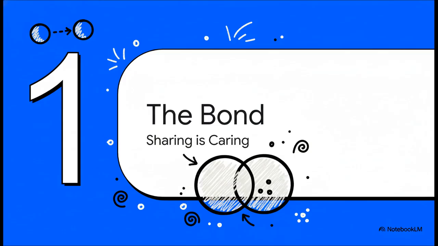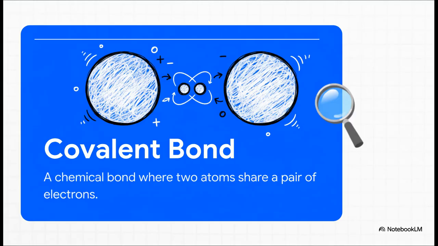Okay, so every story has a beginning, right? For a molecule, that beginning is the bond itself. This is the very first, most important step in a molecule's entire life. That moment when two atoms decide to team up. So what exactly is this connection? Well, it's called a covalent bond, and it's what happens when two non-metal atoms get together and agree to share a pair of their electrons.